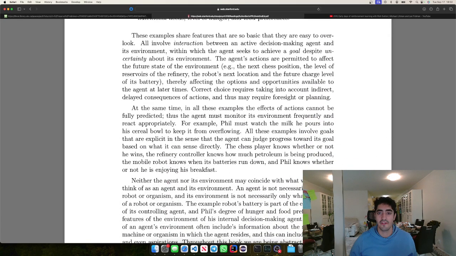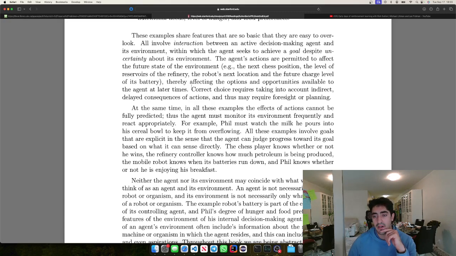Those examples share features that are so basic that they are easy to overlook. All involve interaction between an active decision-making agent and its environment, within which the agent seeks to achieve a goal despite uncertainty about its environment. The agent's actions are permitted to affect the future state of the environment: the next chess position, the level of reservoir of the refinery, the robot's next location, and the future charge level of its battery, thereby affecting the options and opportunities available to the agent at later times.